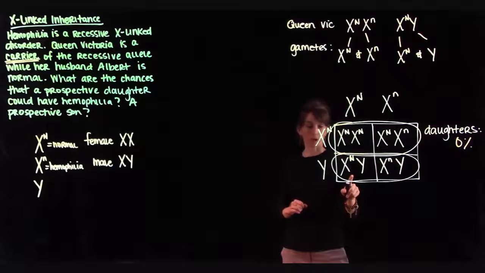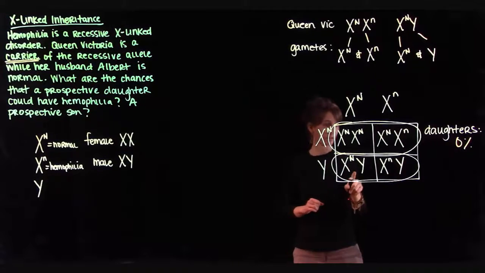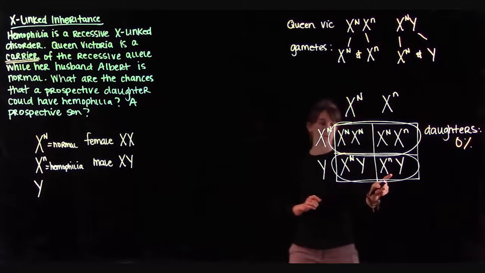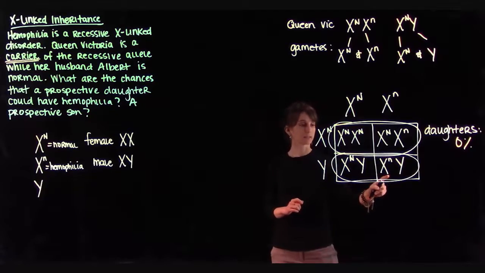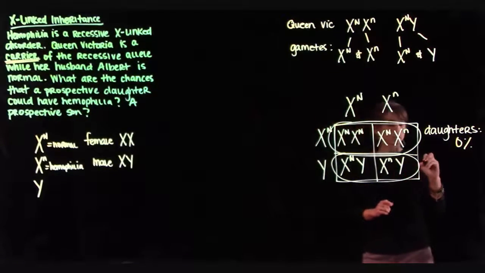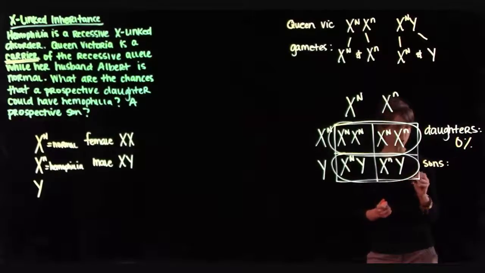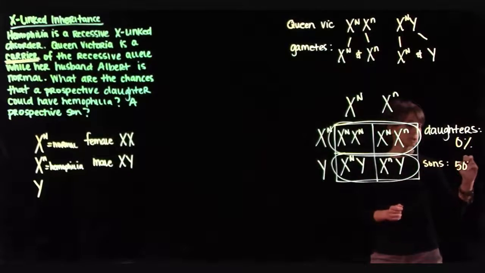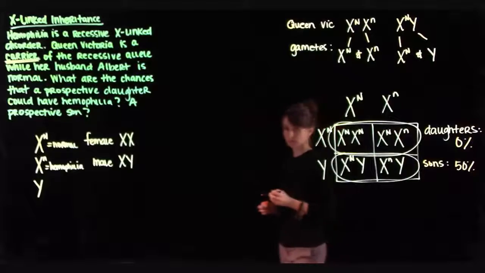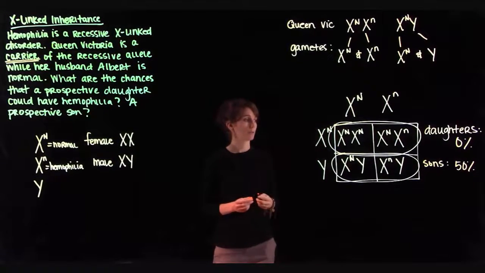For their prospective sons, we have two possibilities. X big N with a Y would be a normal male, and an X little n with a Y would be a male that has hemophilia. So if we're only focused on the sons, there is a 1 out of 2 or a 50% chance that if they have a son, he will have hemophilia.